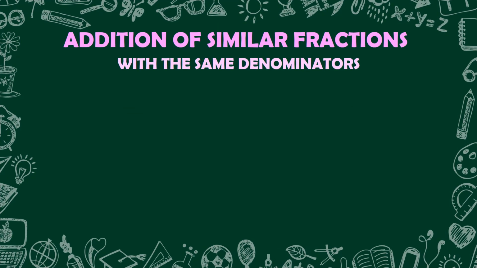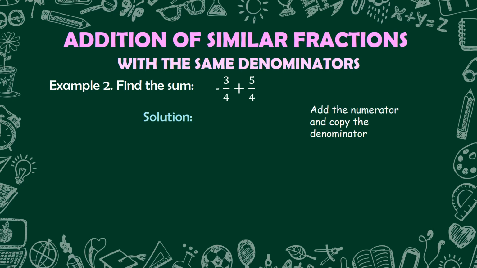Let us have another example. Find the sum of negative 3 over 4 plus 5 over 4. So, for our solution, first, add the numerator and copy the denominator. So, we will have negative 3 plus 5 all over 4. Remember the rules in adding the integers. We have different sign here. So, instead of adding, we will subtract. So, negative 3 plus 5 is equal to 2. So, positive 2 kasi mas mataas ang absolute value ng 5 kaysa negative 3.